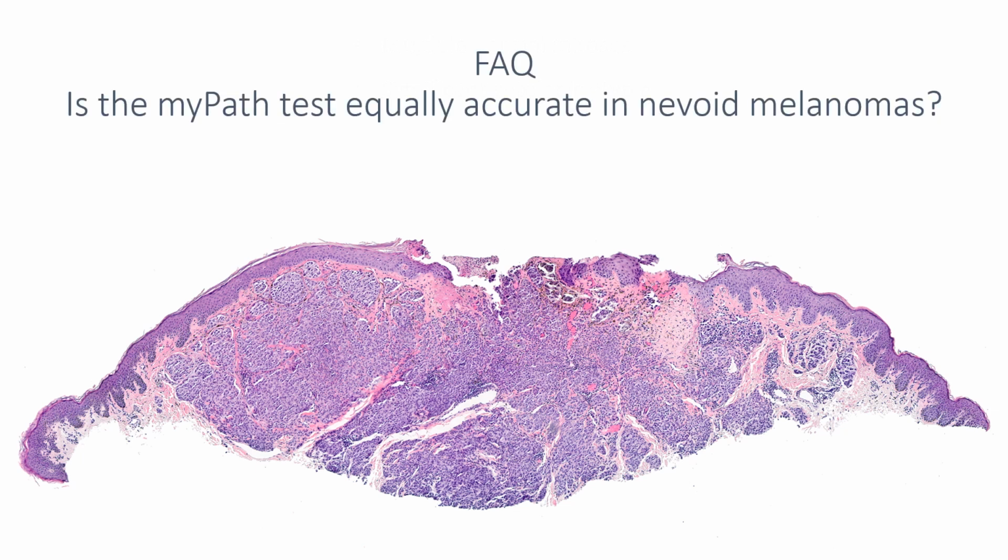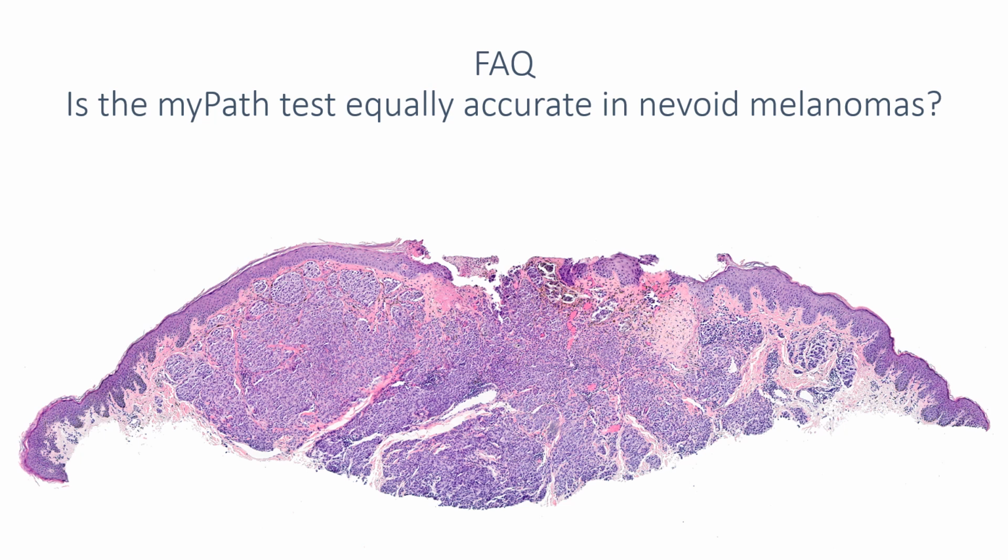Now, this case provides an opportunity to address some frequently asked questions about the myPath test, one of which is whether its accuracy in nevoid melanomas is the same as for other types of melanoma. And by all indications, the answer is yes. In one of our clinical validation studies evaluating accuracy of the test by comparison to actual patient outcomes, there were 7 melanomas described as nevoid by multiple dermatopathologists. All 7 were proven to be melanoma because the patients ultimately developed distant metastases. And in all 7 of those cases, the myPath result was strongly positive.